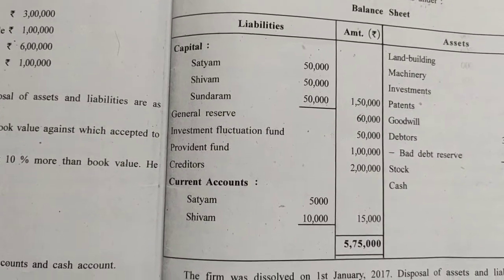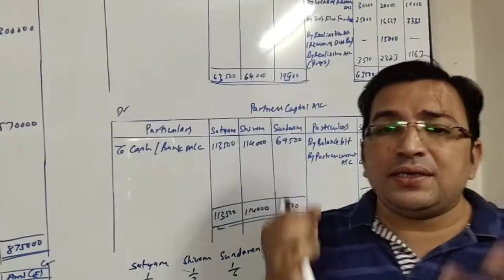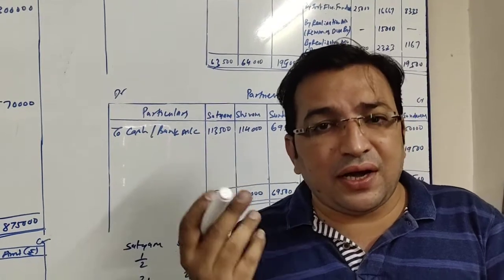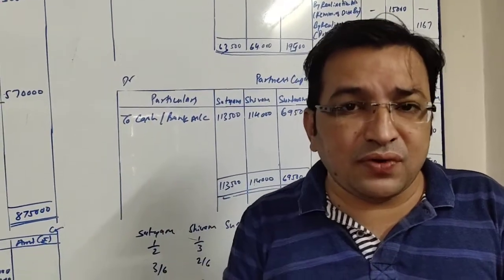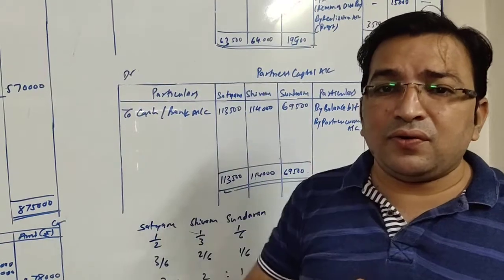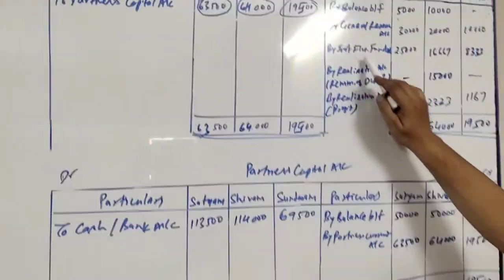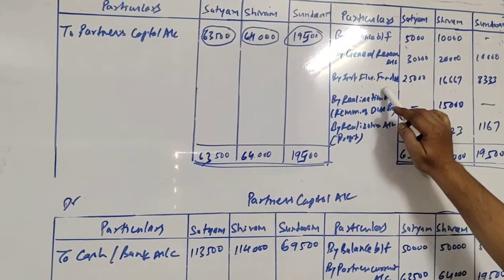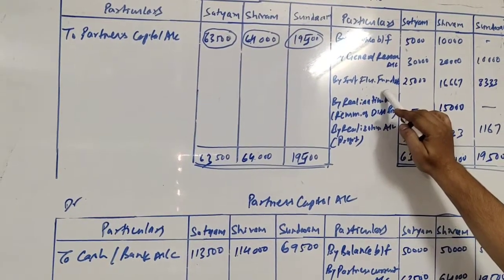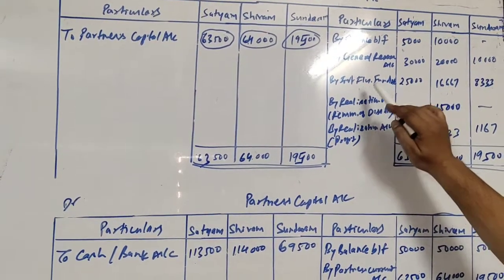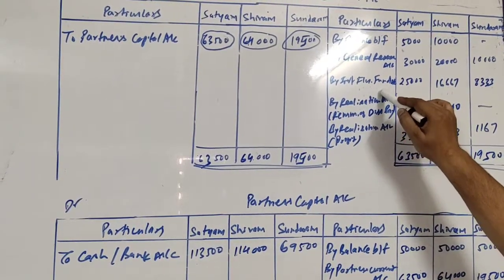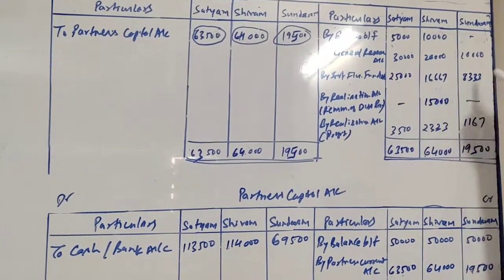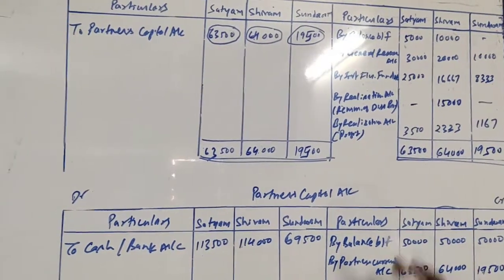investment fluctuation fund 50,000. So friends, investment fluctuation fund is also one kind of reserve which is supposed to be credited to their current or capital account. Here we will be crediting it to current account. So here it is: by investment fluctuation fund, and the total amount is 50,000, which we will distribute in their profit and loss sharing ratio. Profit and loss sharing ratio is 3:2:1. So when I distribute 50,000 in the proportion of 3:2:1, I get 25,000, 16,667 and 8,333. So I have written it.